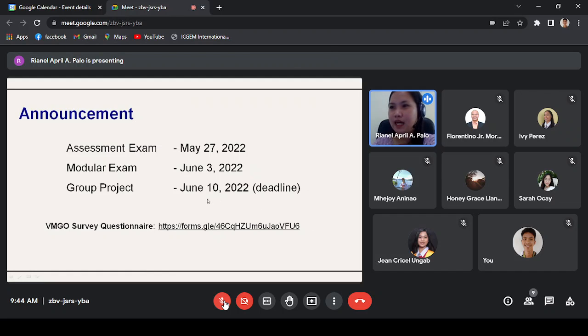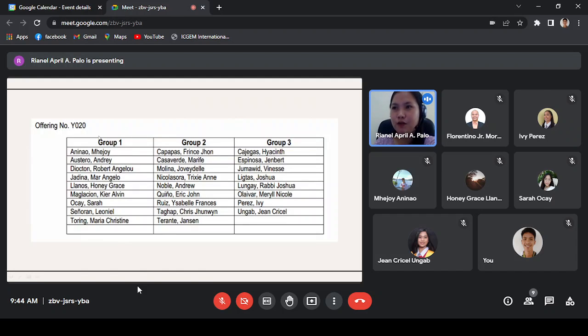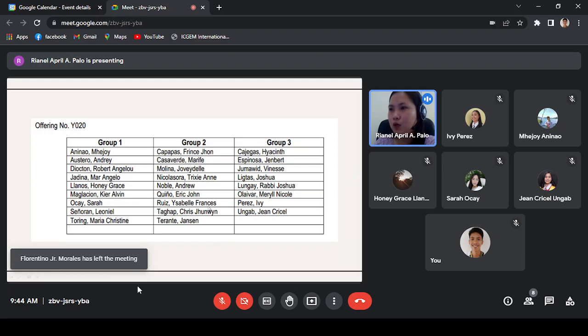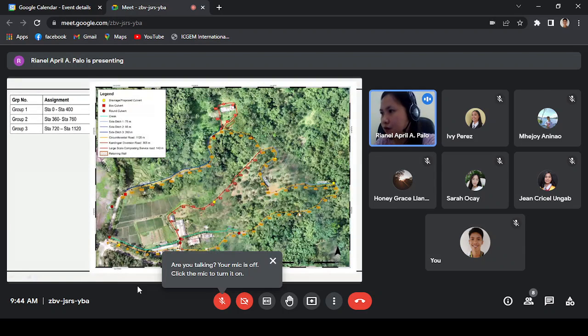So, since wala na, mag-discuss na ko kadali sa atong project. So, the group project. Sa inyo, which is the offering number 4020, i-divide mo into 3 groups. So, first 2 groups na 9 numbers, then third group is you have 8 numbers. Okay? So, sa ato ang assignment, for group 1, ang assignment niya is to lay out station 0 to station 400.